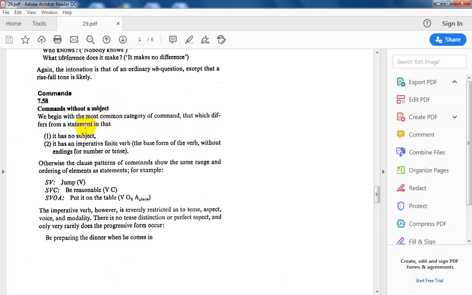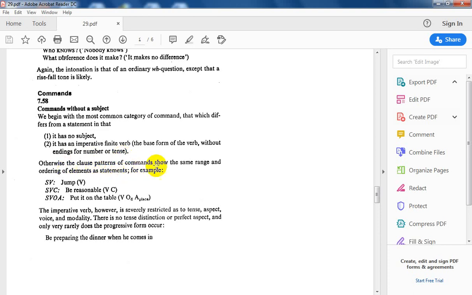That which differs from a statement in that, now we will take the differences between a command without a subject and normal statements. The command without a subject has no subject. Like the statement, it has a subject. Command without a subject, it has what? An imperative finite verb, the base form of the verb without endings for number or tense, the bare verb free of any additions.